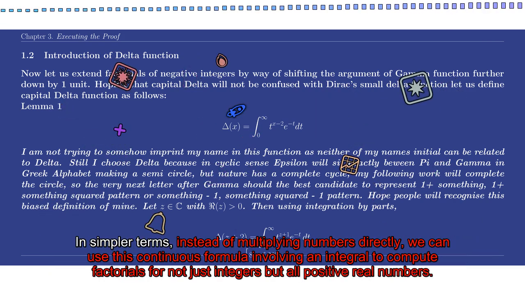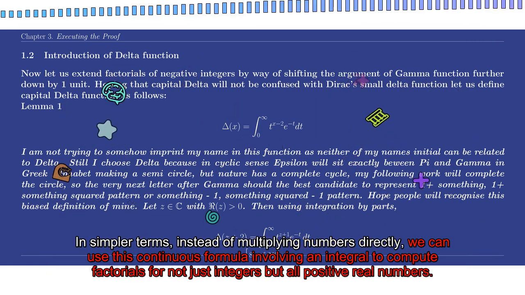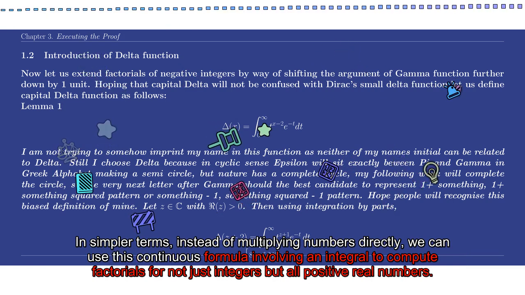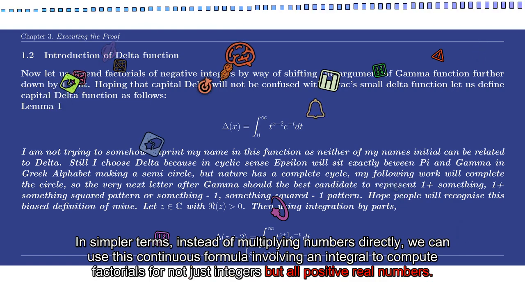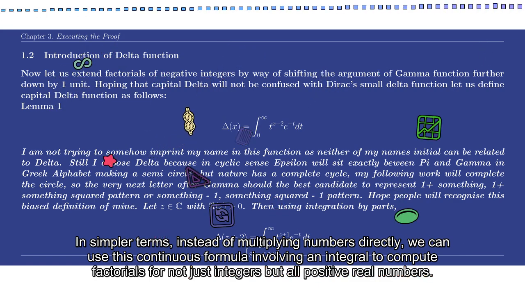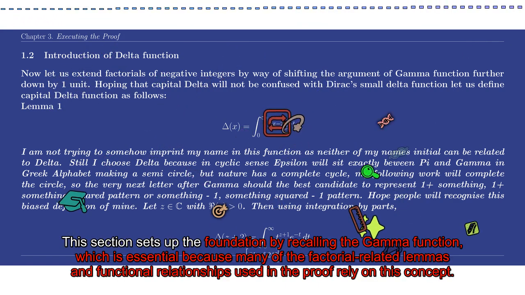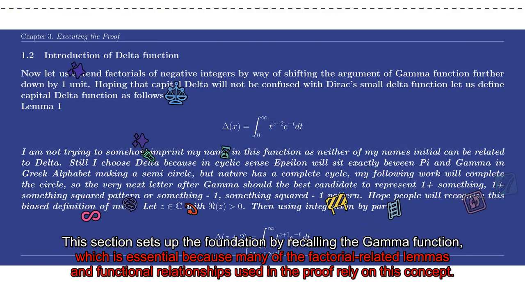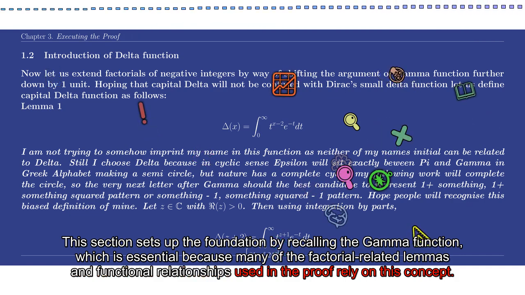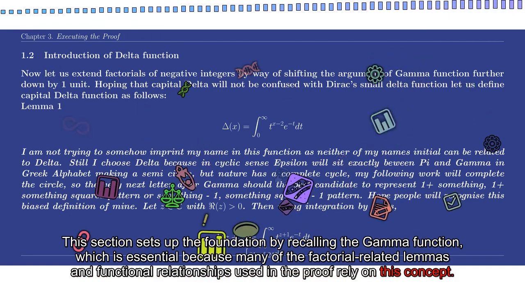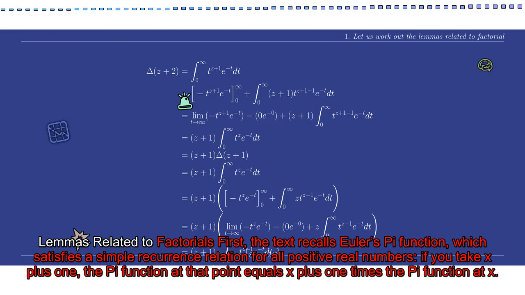In simpler terms, instead of multiplying numbers directly, we can use this continuous formula involving an integral to compute factorials for not just integers, but all positive real numbers. This section sets up the foundation by recalling the gamma function, which is essential because many of the factorial-related lemmas and functional relationships used in the proof rely on this concept. 1. Lemmas related to factorials.